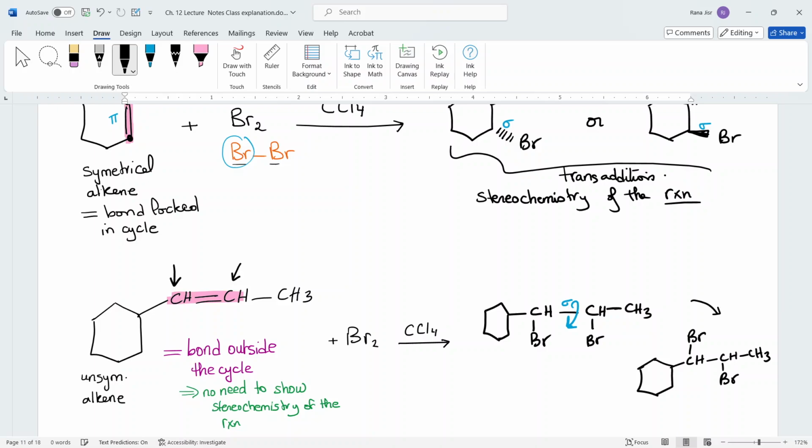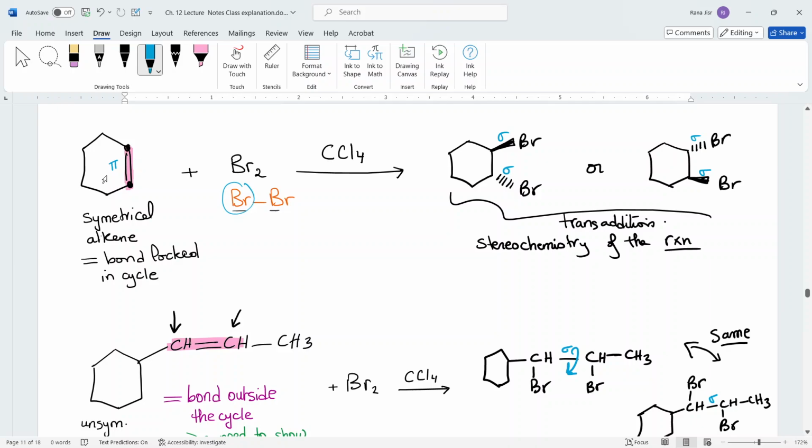Why am I doing this? I'm doing this to tell you that when the double bond is outside the cycle, the stereochemistry doesn't matter, because I can do a rotation around the carbon-carbon single bond. I can twist that, I can rotate it, because rotation around the sigma bond is possible. Rotation around the pi bond is not possible. Rotation around a cycle is not possible.